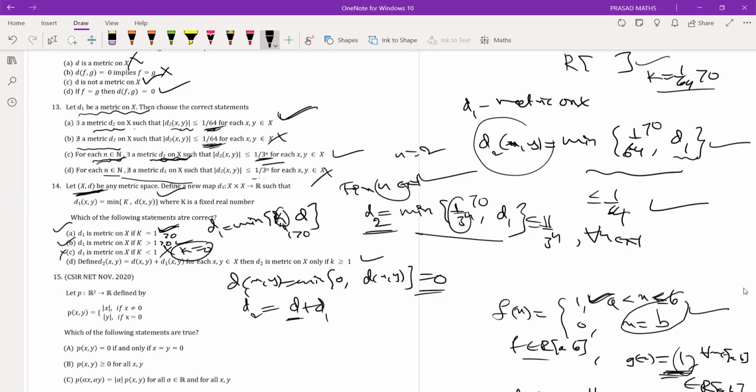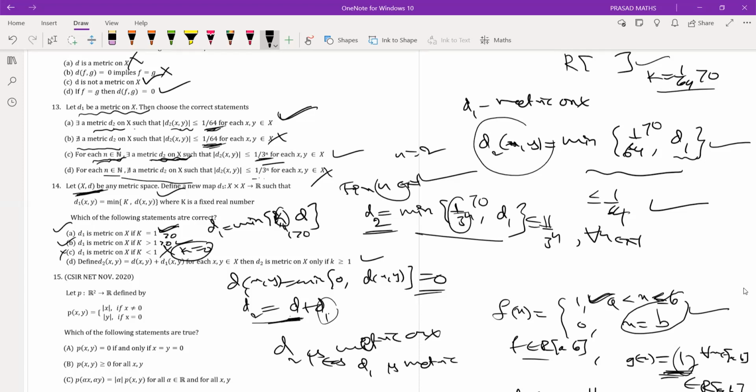So when do you say that d2 is a metric? Whenever d1 is a metric, d plus d1 is always a metric. So d2 is a metric on X if and only if d1 is a metric. Yes or no? When do you say that d1 is a metric? They have mentioned that d2 is a metric only if k is bigger than or equal to 1. Is it true? No, right?